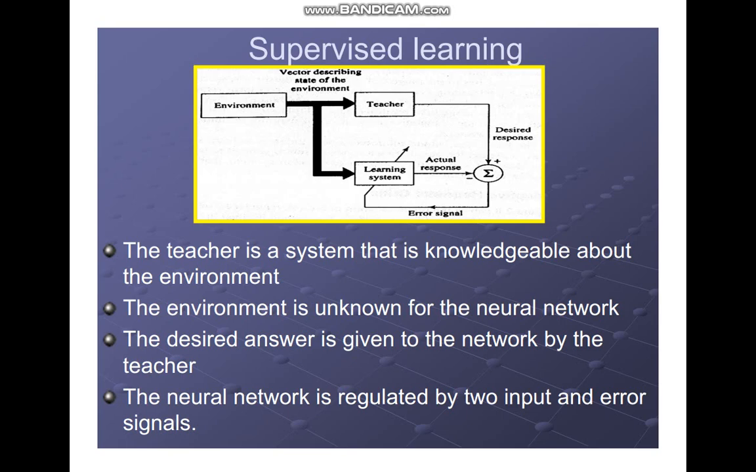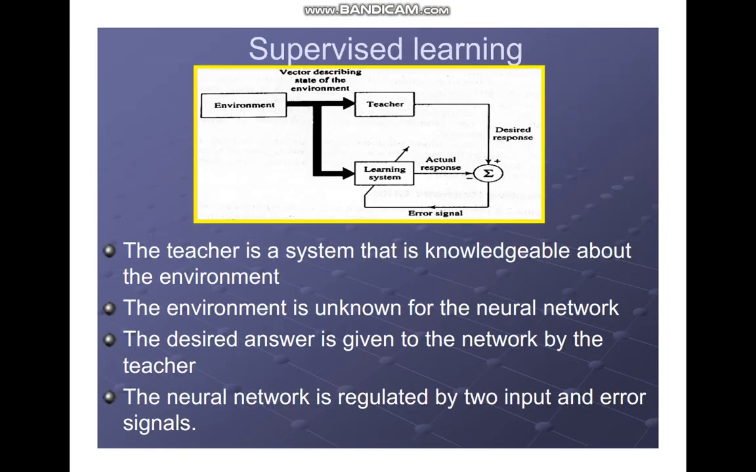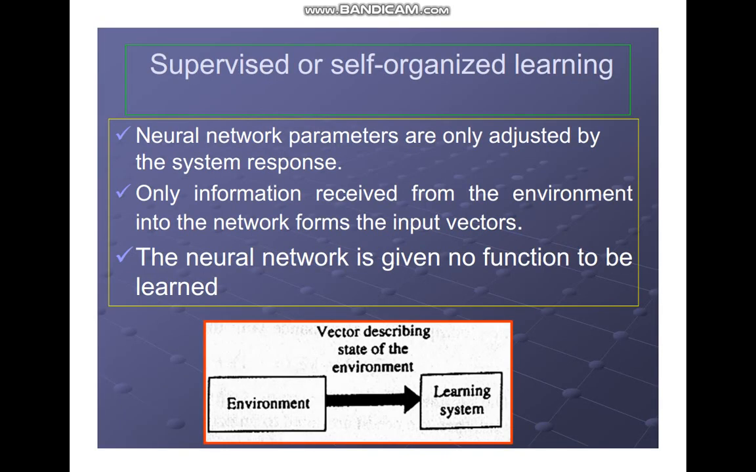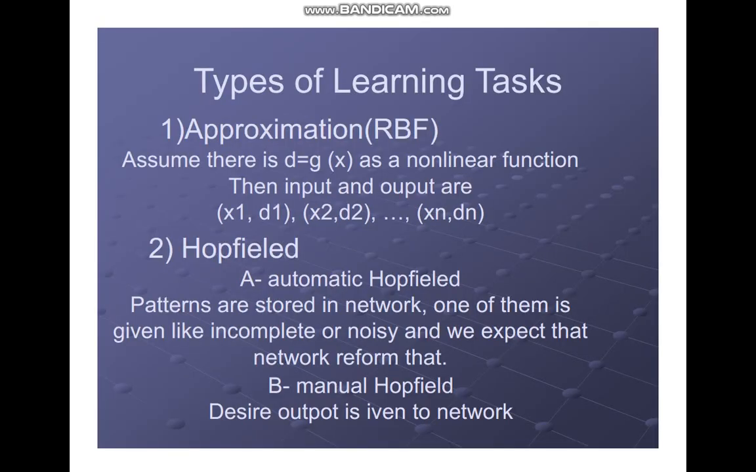This is showing you supervised learning. Supervised learning is a learning process in which a teacher or the desired output is controlling the adjustment of the weights, and in unsupervised learning, the network should adjust its own weights. In chapter 7, we will explain reinforcement learning as well.